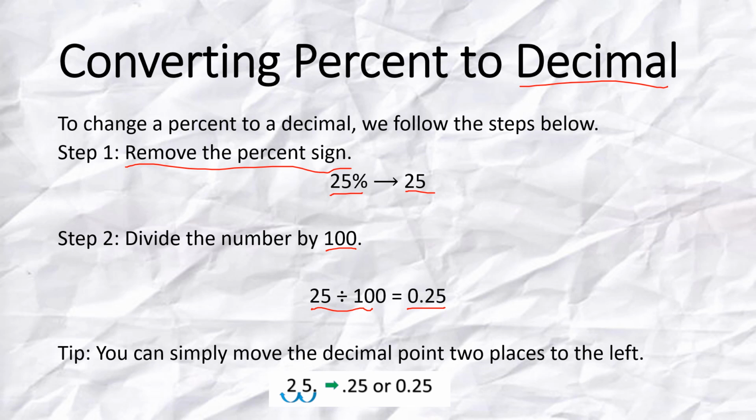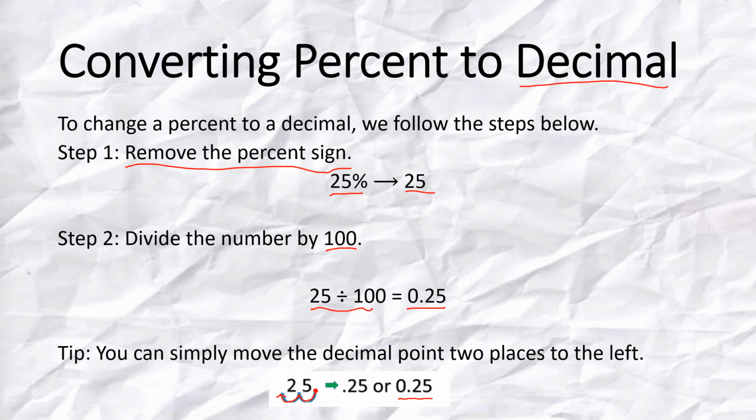To do this quickly, you can simply move the decimal point 2 places to the left. So if we have 25%, we remove the percent sign and then change this to a decimal point, and then move the decimal point from your right going to the left twice. So that is 1, 2. So from 25%, your decimal number now is 0.25 or 25 hundredths.